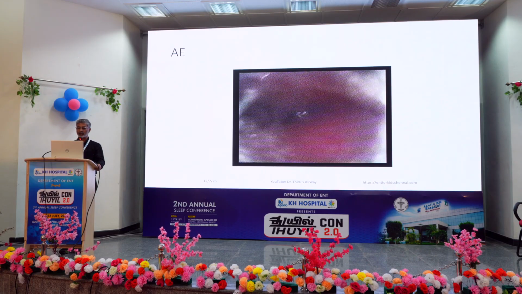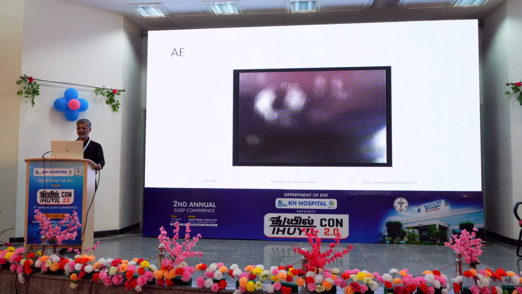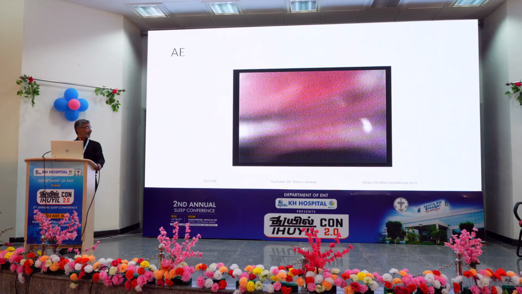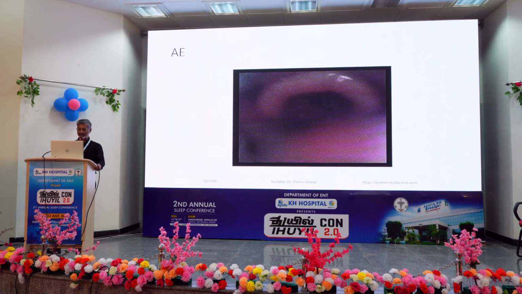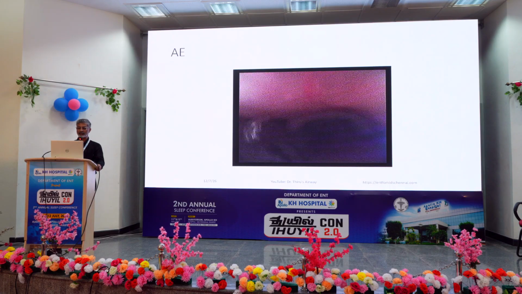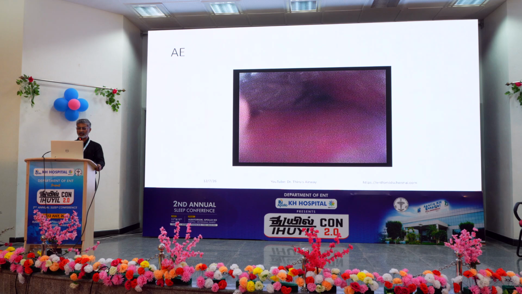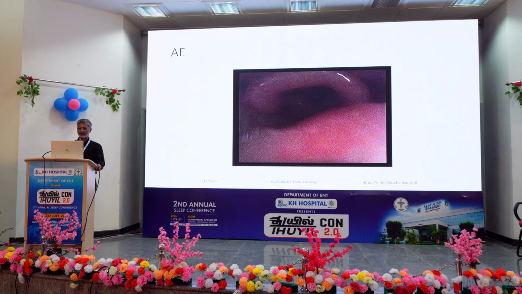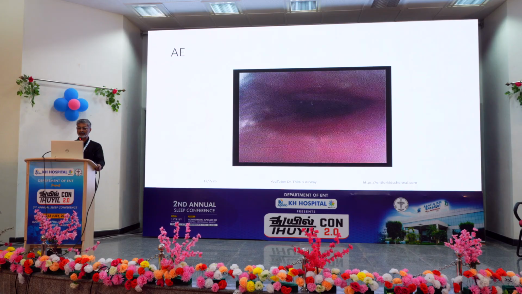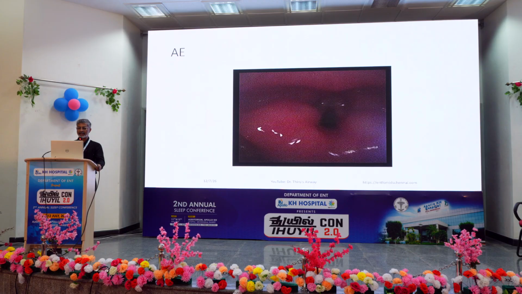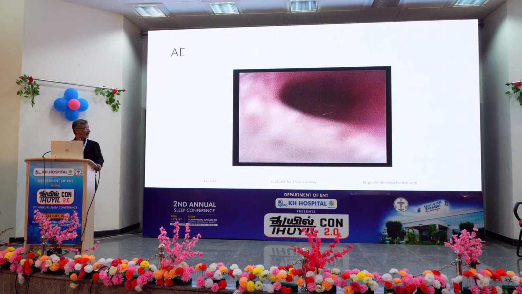Then the posterior one-third of the tongue is being pushed down because of the retrognathia, and because of that there is an epiglottic collapse. And the epiglottic collapse is not the only problem. You can also see there is some amount of pharyngeal collapse because of the narrow oropharynx. And if you go further down, you will be able to appreciate some amount of arytenoid collapse, aryepiglottic fold collapse. But the vocal cord movements are fine.